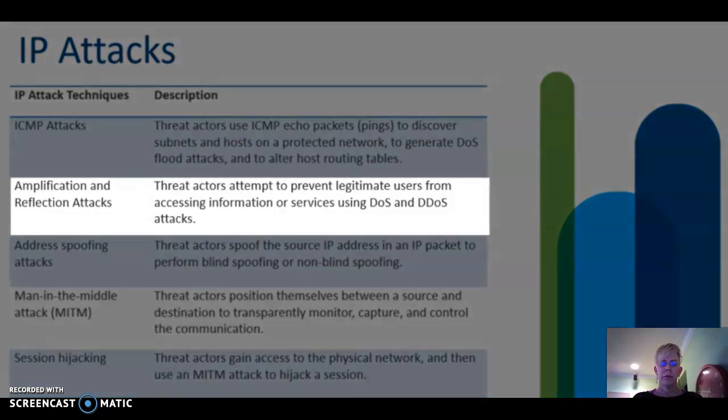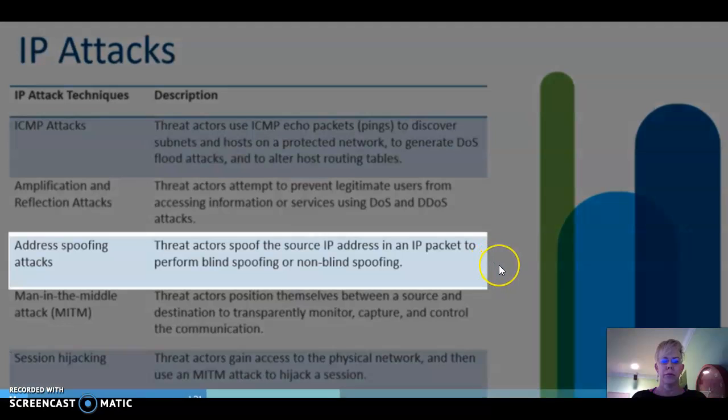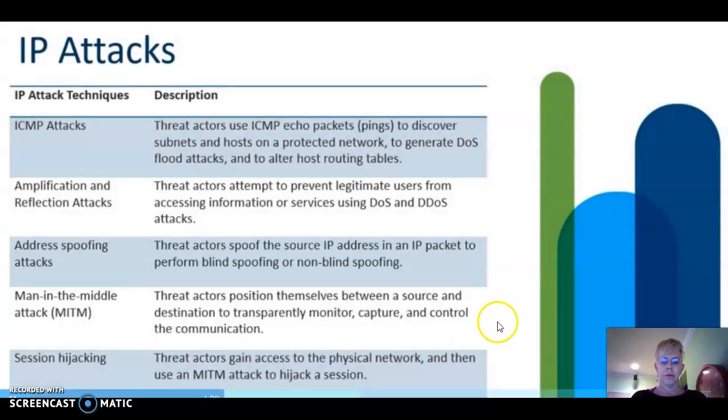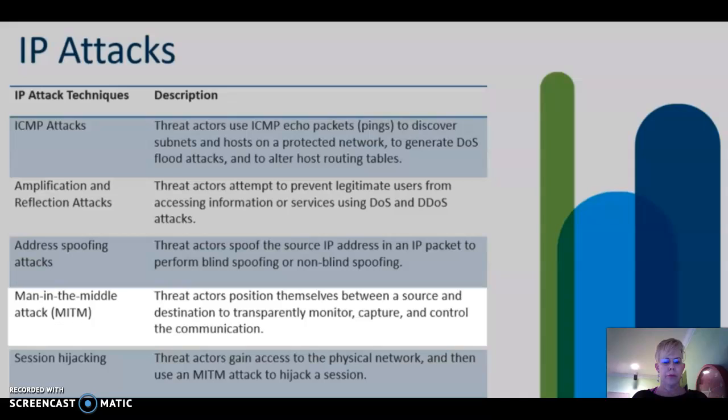With amplification and reflection attacks, our threat attackers are going to prevent legitimate users from gaining access to info, or to even use network services by using denial of service and distributed denial of service attacks. With spoofing attacks, a threat actor can spoof the source IP on a packet. We mentioned this. We can see this with blind spoofing, or we can see this with non-blind spoofing. To put more insult to injury, an attacker can be part of a man-in-the-middle attack. They would position themselves directly between a source and destination to transparently monitor, to capture, and to even control the communication, which is all network traffic moving between a source and destination.